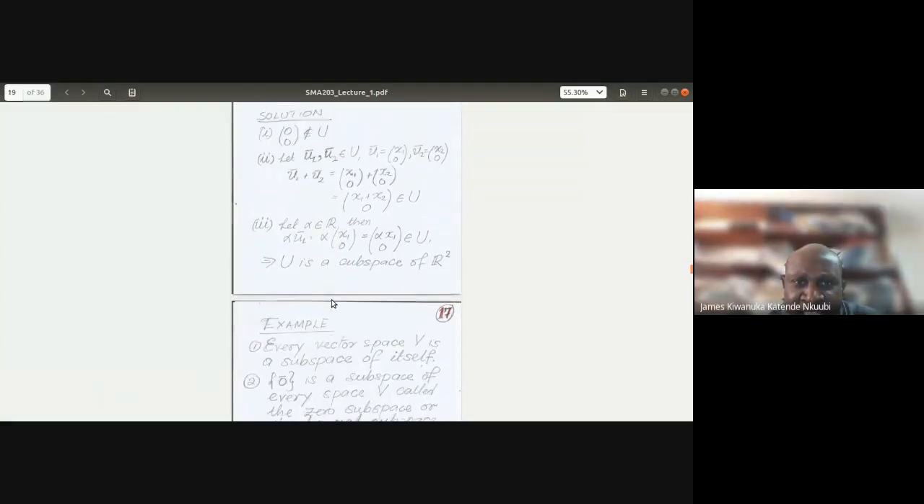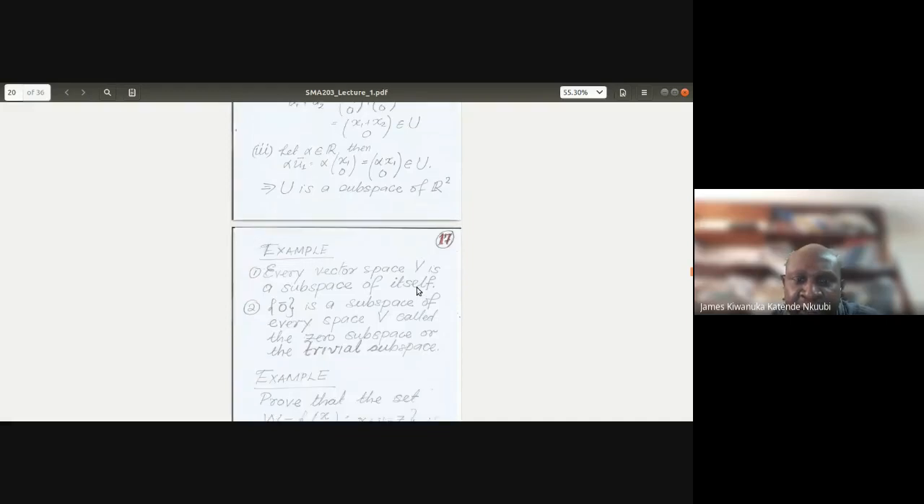So the conclusion there is that if you are in R2, any subspace will be a line that passes through the origin. That can be proved, but we haven't proved it here. But keep that in mind.